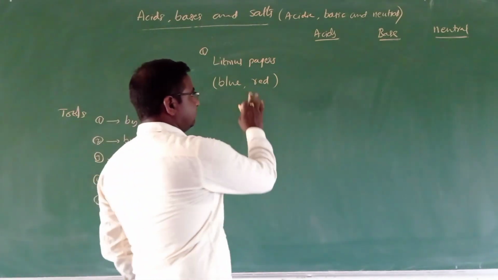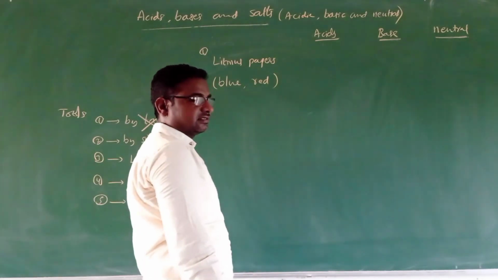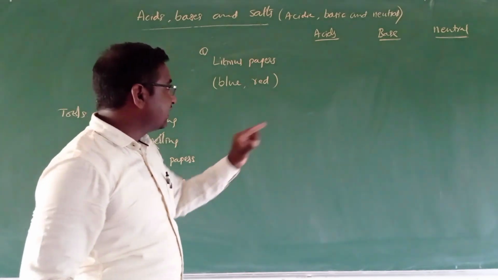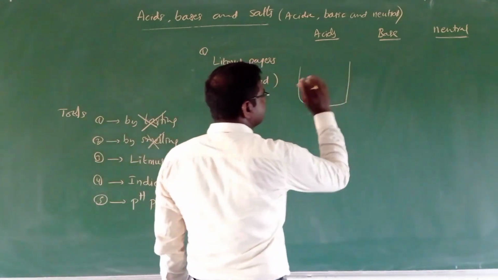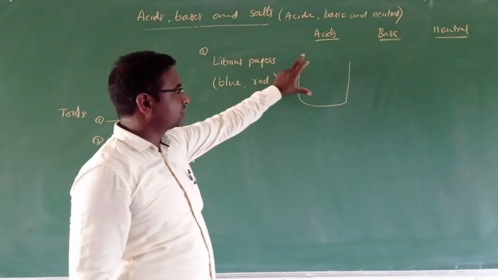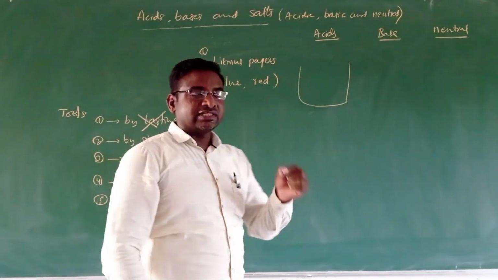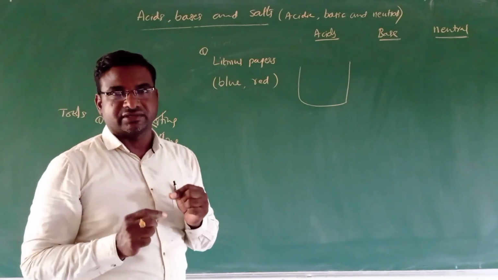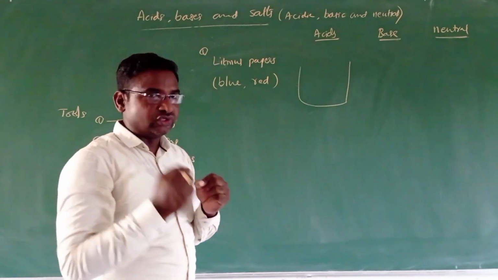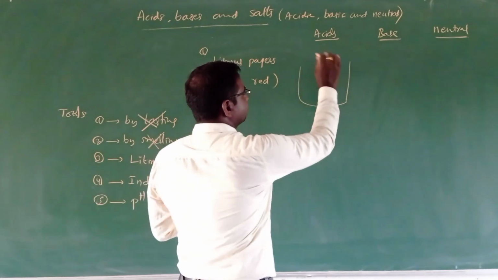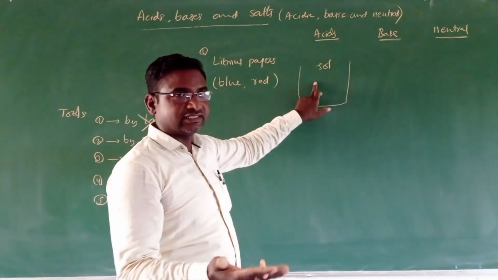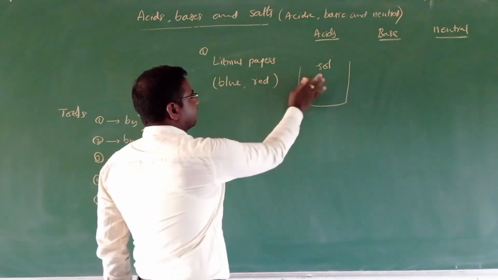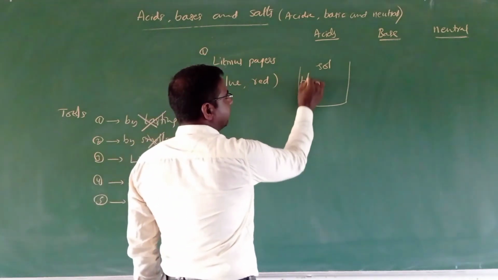If we don't know whether the given compound is acidic or basic, the compound we want to identify we should first dissolve in water. That is called a solution. We don't know actually whether it is acidic, basic or neutral. So in that solution you dip blue litmus paper.